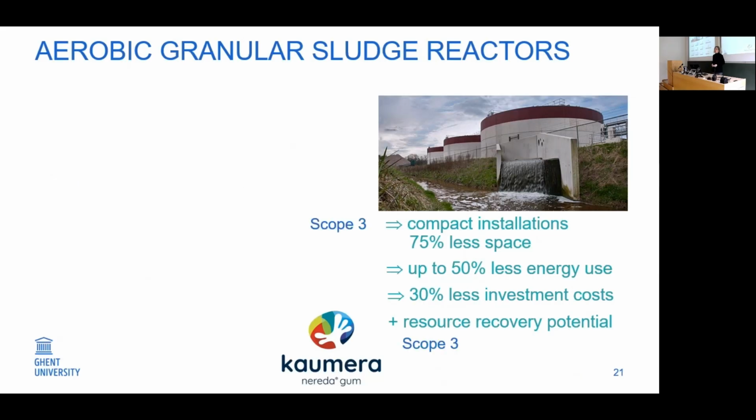But now, how about the greenhouse gas emissions? How about the carbon footprint of this type of reactor? Well, we talk about compact installations and resource recovery potential. So that indicates that in terms of scope 3 emissions, there must be something to gain. If we say there's less energy use, that points to the scope 2 emissions. But how about the scope 1 emissions, N2O and methane? Let's have a look.